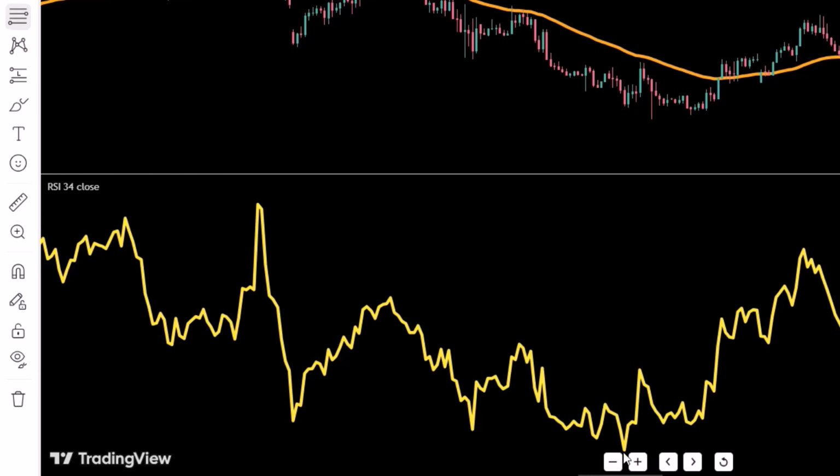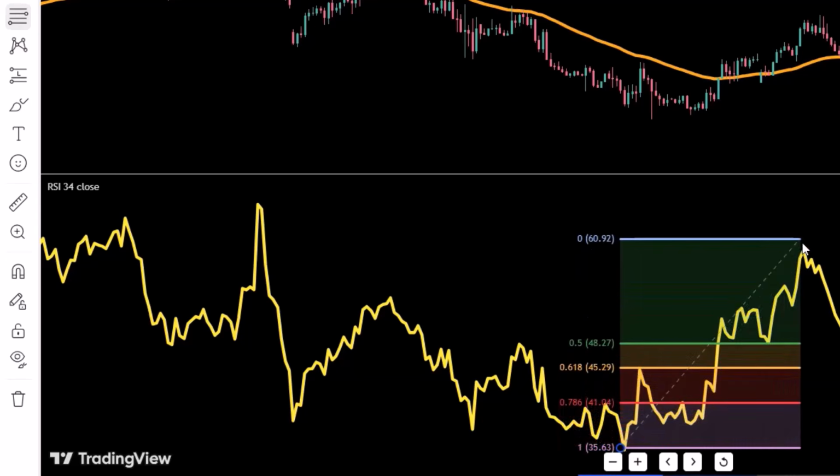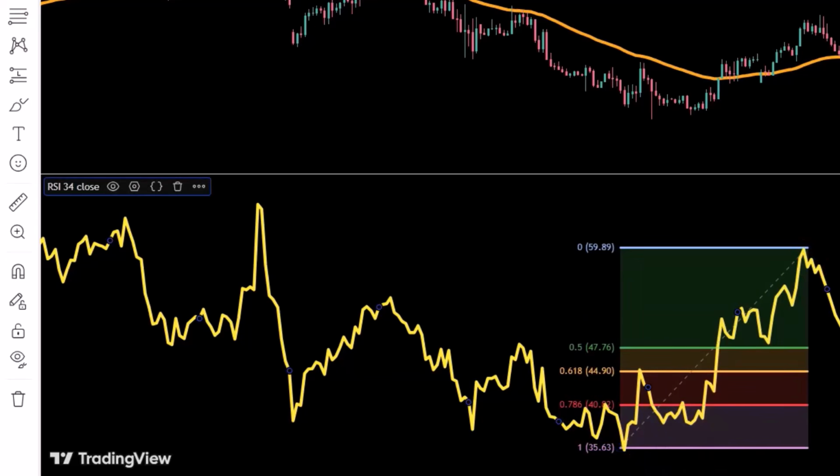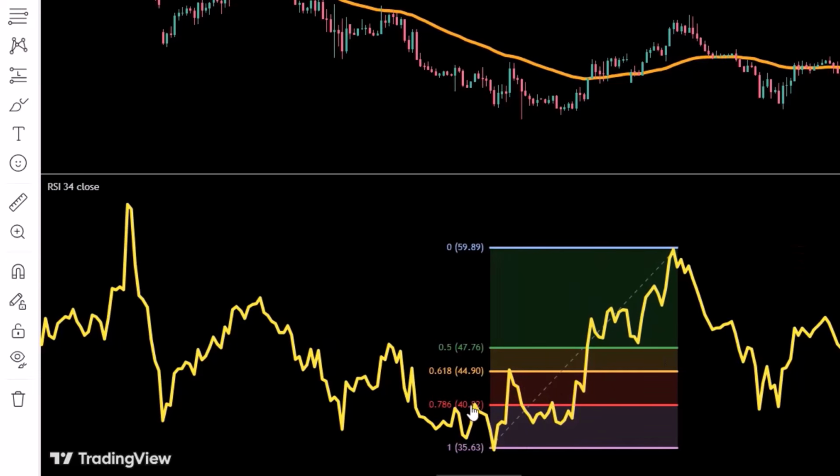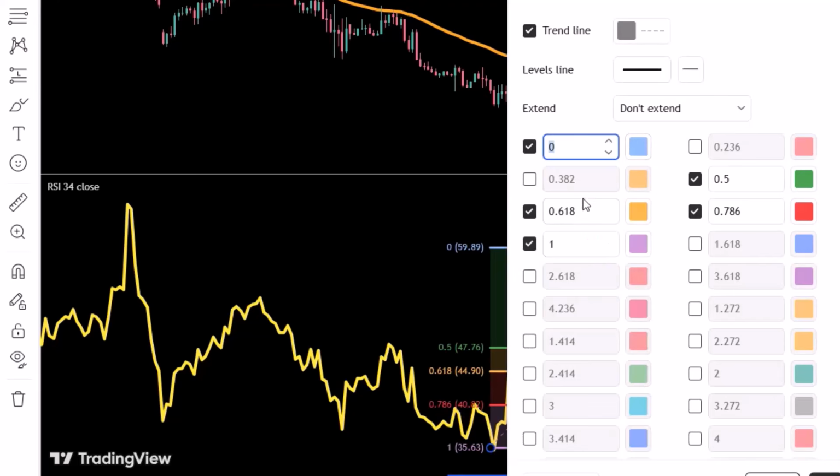And finally, we need Fibonacci retracement. Usually traders apply Fibonacci to price, but in this strategy, we are going to do something different. We will apply Fibonacci directly to the RSI swings. For this strategy, we will use 3 key levels: 50%, 61.8%, and 78.6%. Go to the Fibonacci Tools settings and keep these 3 levels. You can uncheck the other levels so the chart stays clean and easy to read.